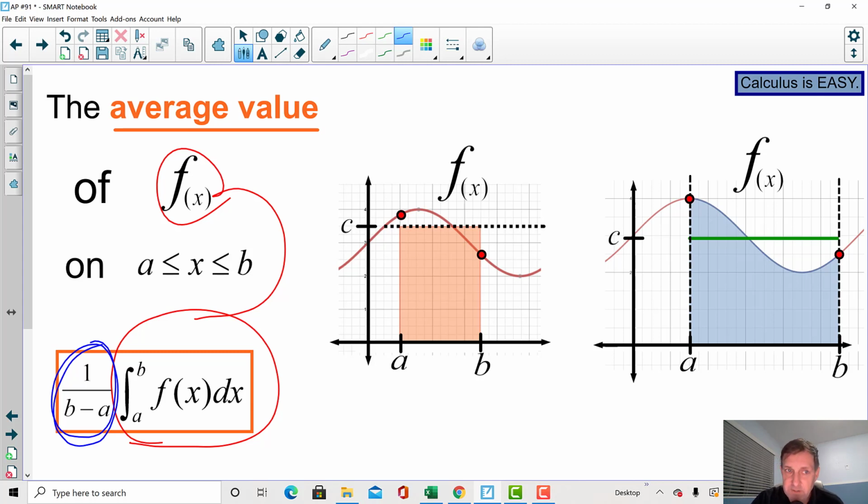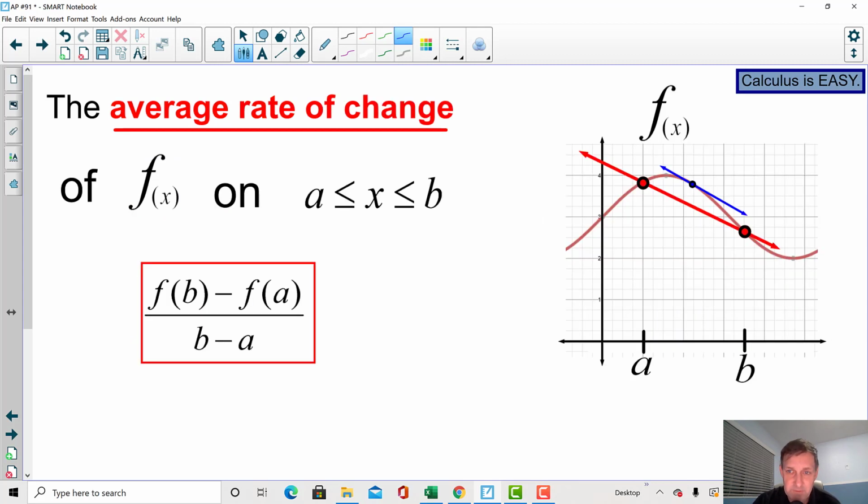Now, it's not the average rate of change, even though it has the word average in it. The average rate of change, if we go backwards, that was just the slope of a line.